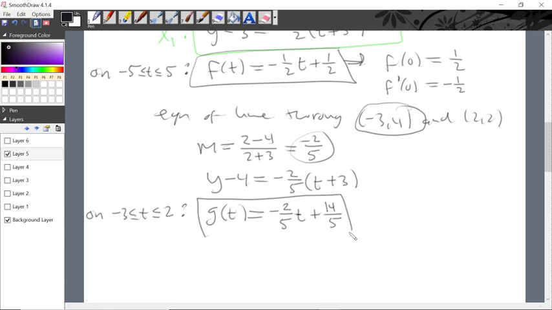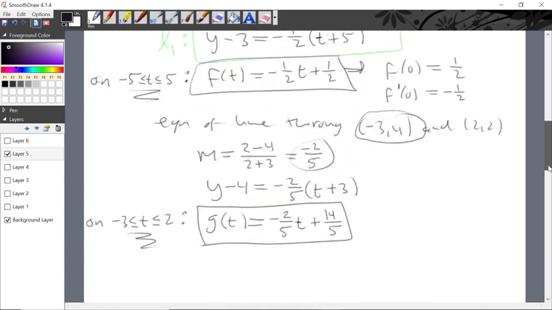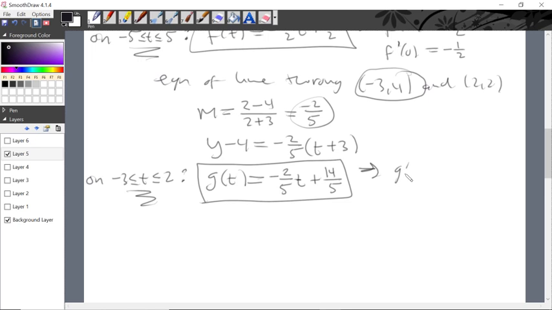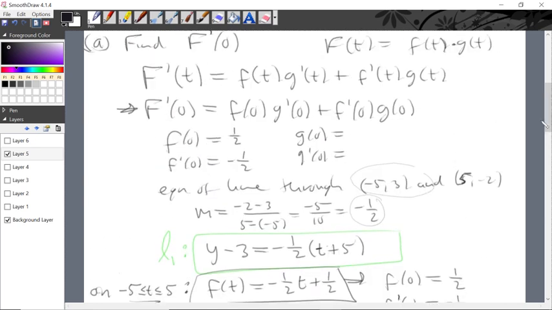So there's our g of t on that segment of the domain, which goes through where t is equal to 0, which is what we want. So what is g of 0? By use of our equation here, g of 0 would be 14/5. And what is g prime of 0? The derivative of this with respect to t is the slope of the line, -2/5. So 14/5 and -2/5.